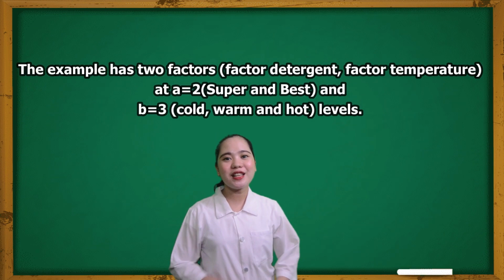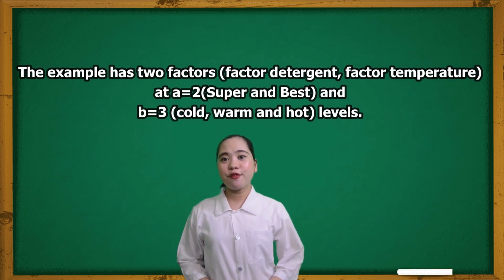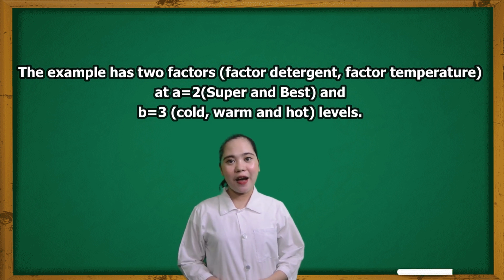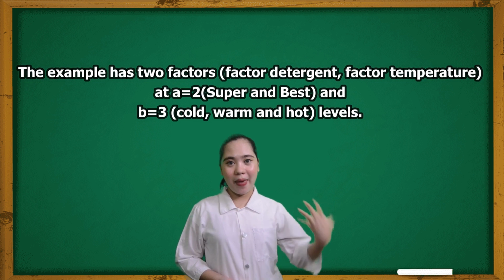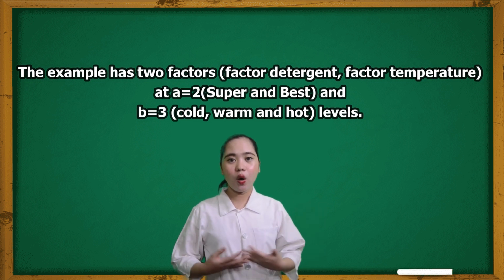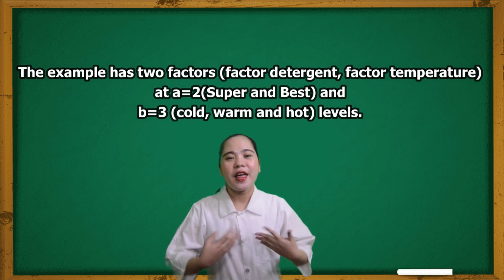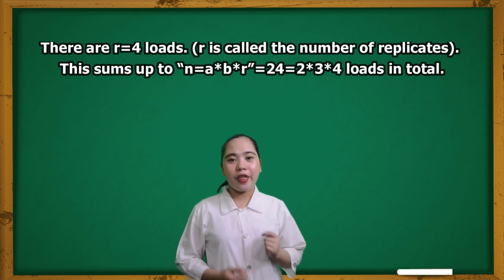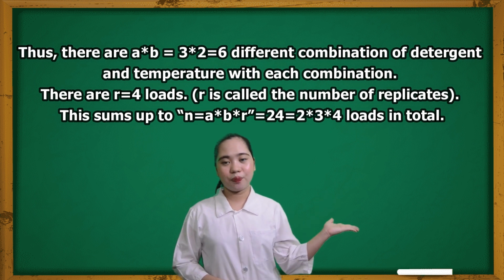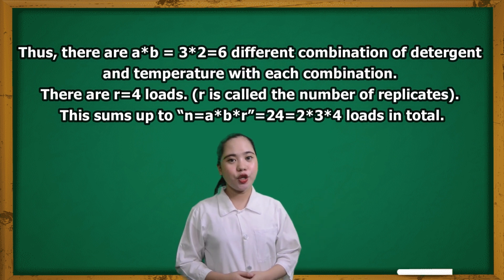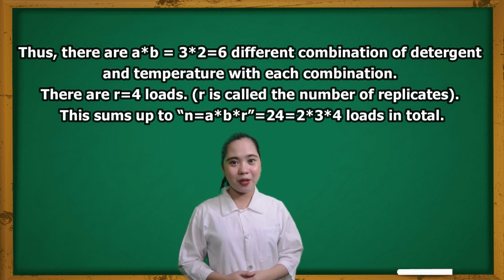The example has two factors. First is the factor detergent and the factor temperature. At A equals 2, Super and Best, and B equals 3, in cold, warm, and hot levels. Thus, there are A times B equals 2 times 3 equals 6 different combinations of detergent and temperature.